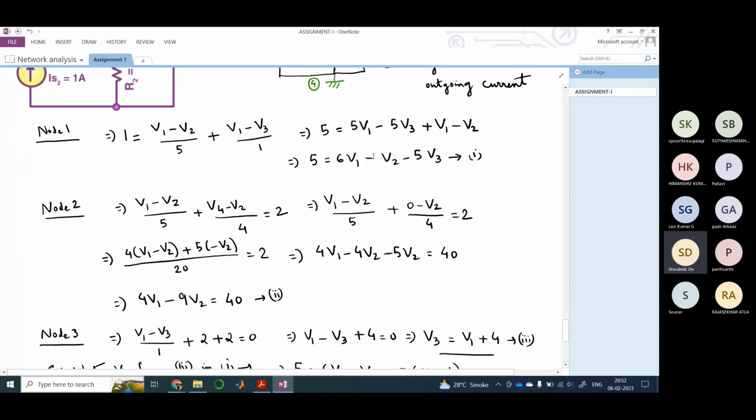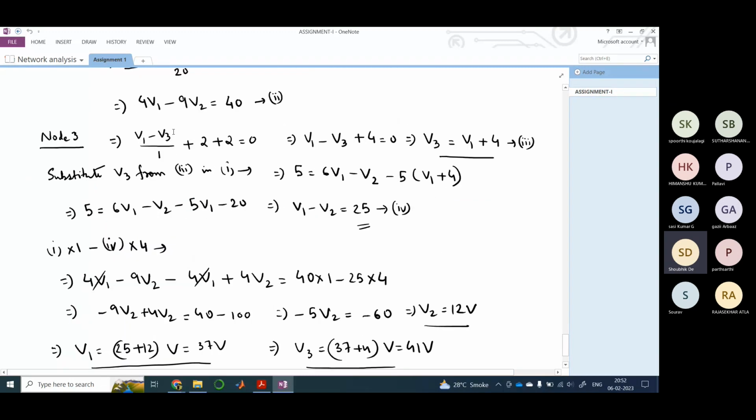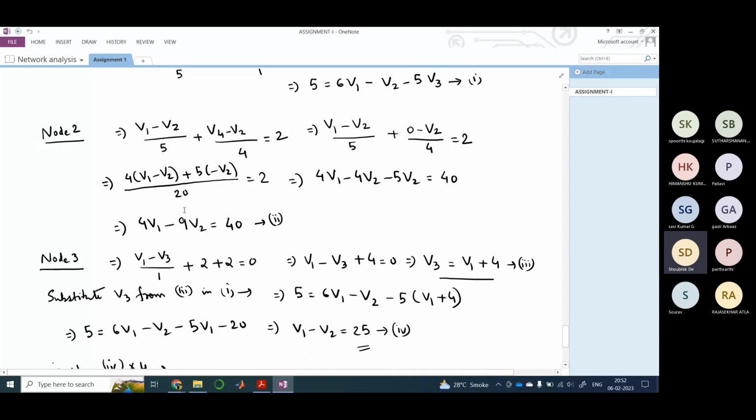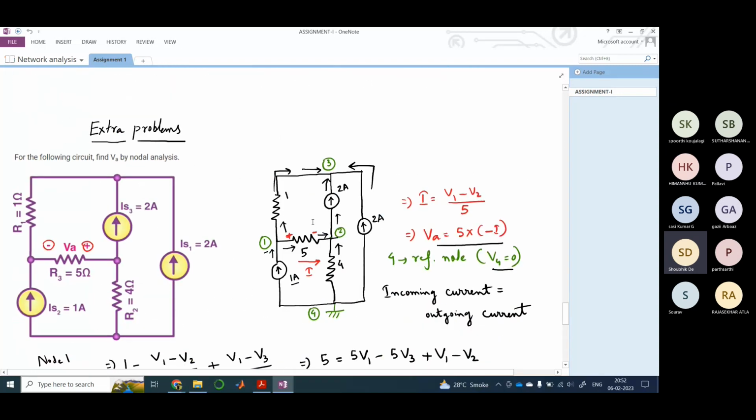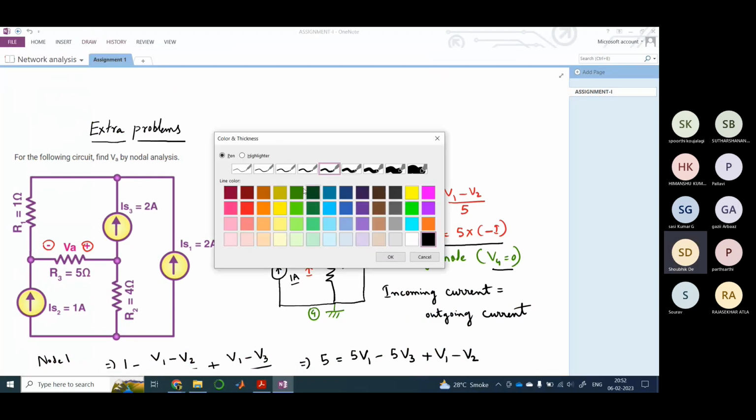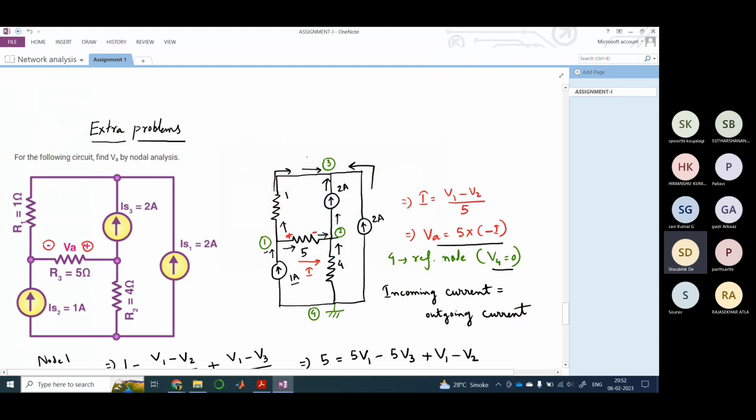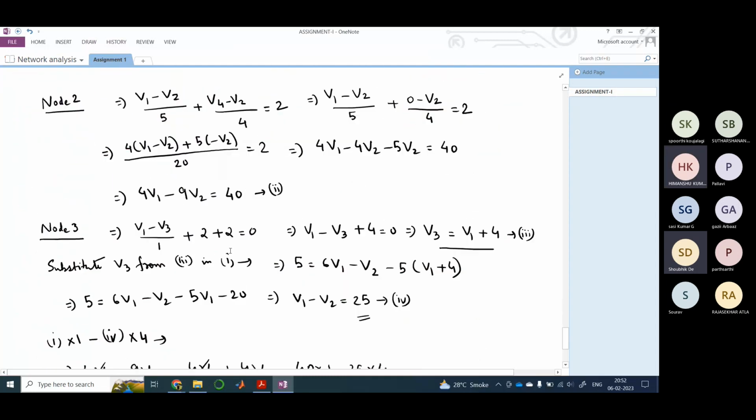See, sir, what I did at node 3, I assumed that all the currents are incoming, right? What you can do is choose a different color here. You may choose that, okay, fine, this current would be outgoing. So your nodal equation would be something like this: 2 plus 2 equals V3 minus V1 by 1, right? It is the same as this. So it's as per your convention.